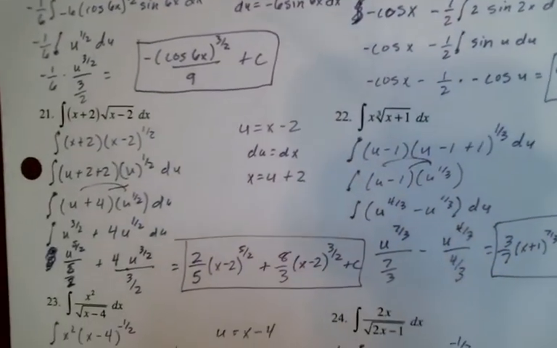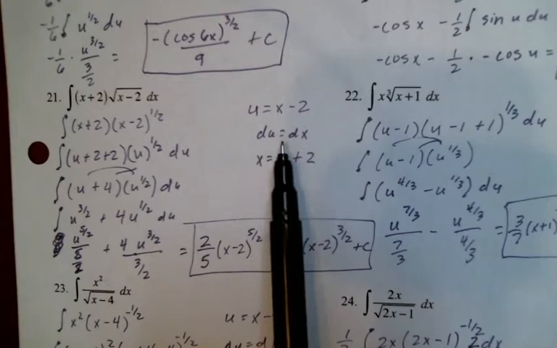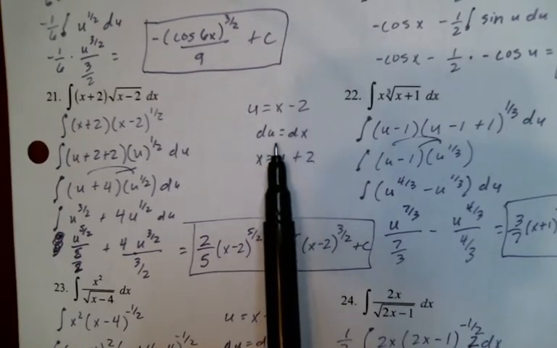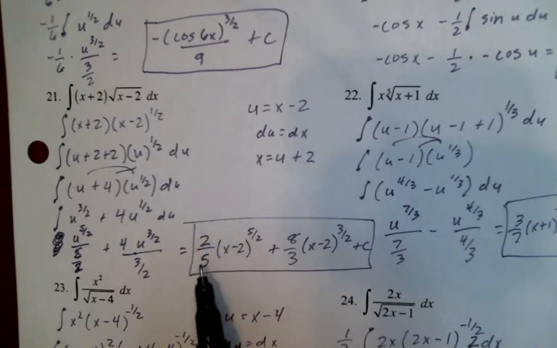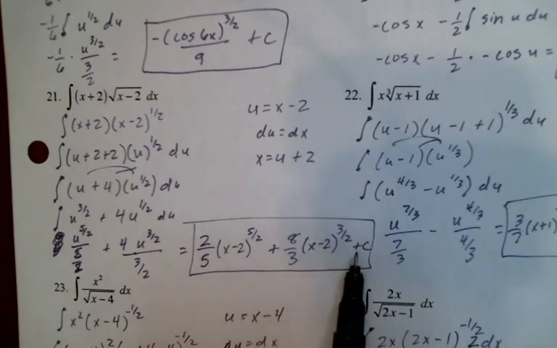21, this is where we're starting to get du and dx to be the same thing, okay? And here you should have got 2/5 times the quantity of x minus 2 to the 5/2 plus 8 over 3 times x minus 2 to the 3/2 plus c.